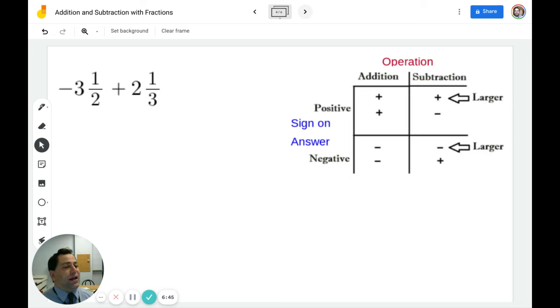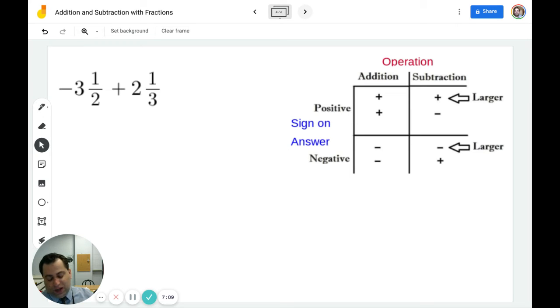In this example, I have negative 3 1/2 and a positive 2 1/3. When dealing with mixed numbers, it's probably best to convert them to improper fractions. So, if you don't remember how to do that, we'll show you right here.